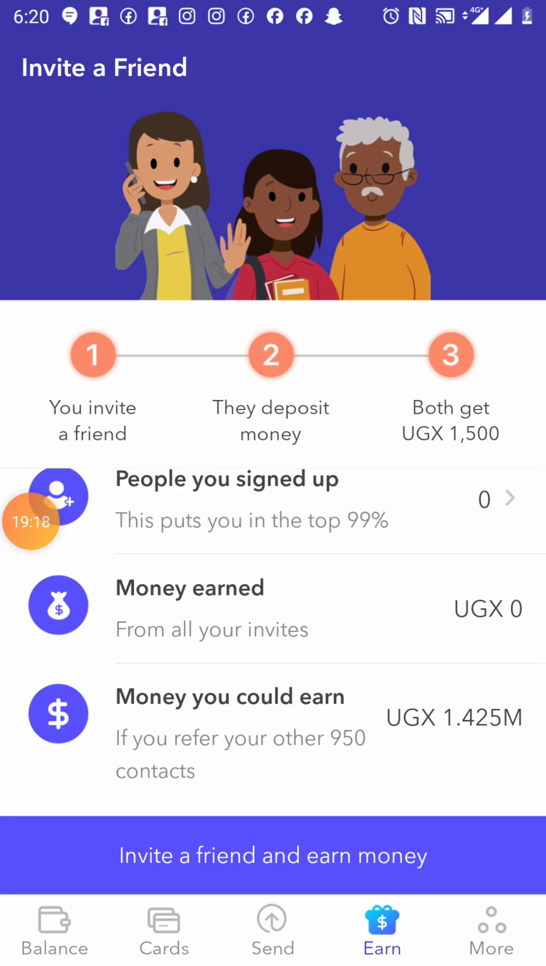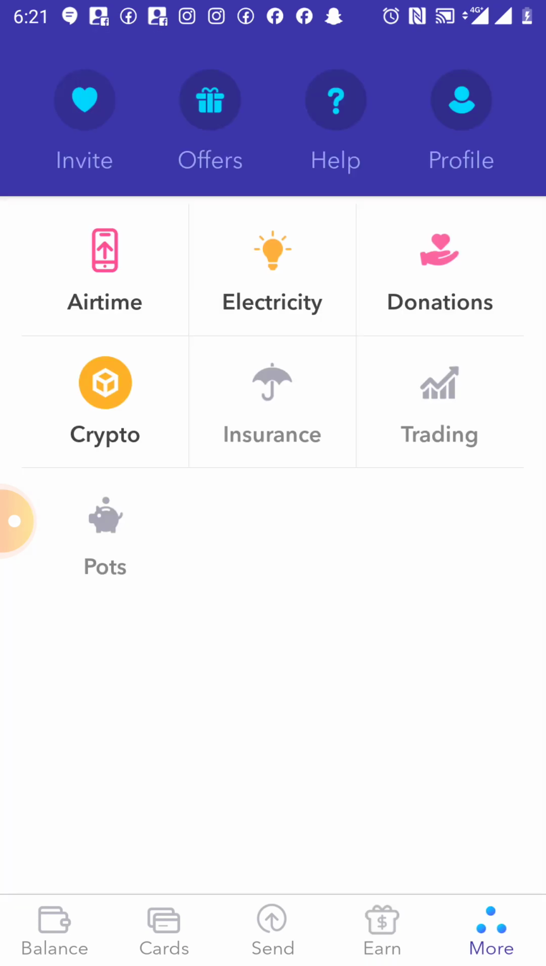So as we've seen the referral system, they say invite a friend. Step 2, they deposit money. Both get Uganda shillings 105,000. If you refer your other 950, they are looking at my contacts in my phone. So let us continue this side and see.